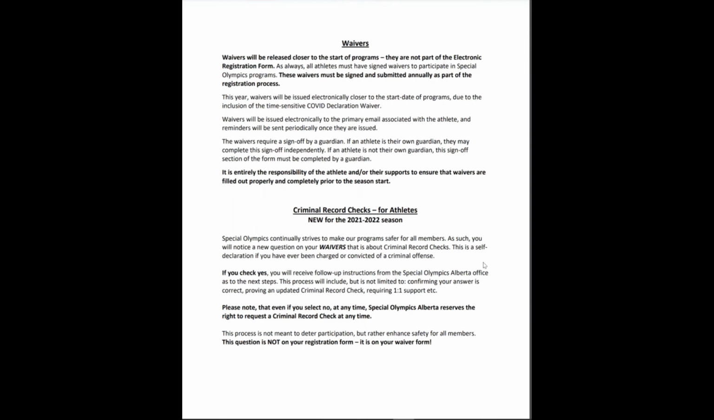Another thing about waivers is that there will be something new on there for the 2021-22 season. That is criminal record check. So there is going to be a self-declaration question about if an athlete member has a criminal record. So if you check yes to this question, you will receive follow-up instructions from the Special Olympics Alberta office. This process is not meant to deter participation, but rather to enhance the safety for all of our members, but something to note when you are considering your participation.